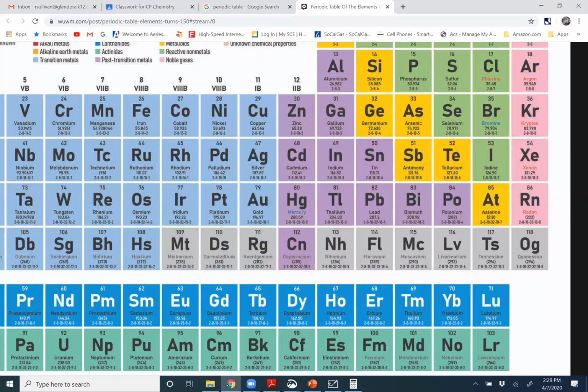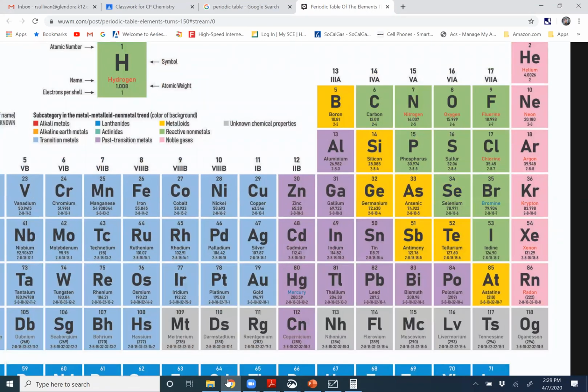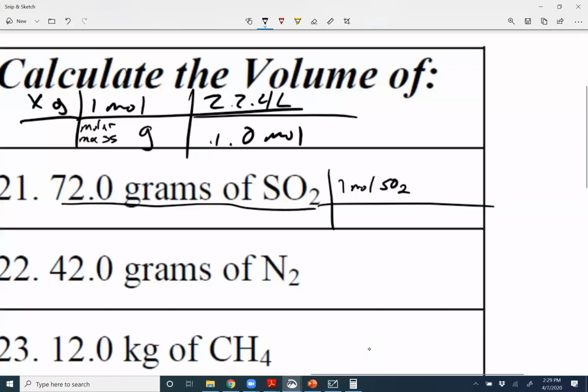There we go. Perfect. So sulfur is 32.06. Remember that we like to round it to one number after the decimal, so that's 32.1. Then oxygen is 16, and we have 2 of them, so 32 plus 32 is 64. So 64.1 grams. And for every 1 mole of the sulfur dioxide, we have 22.4 liters.